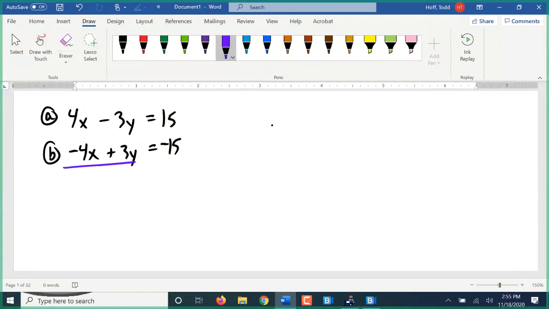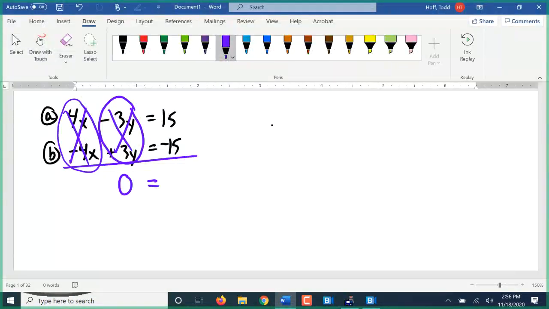So let's go ahead and add our columns. Just add it up and see if anything disappears. And it starts out looking pretty promising. 4x plus negative 4x is 0x. That disappears. However, we get to the y's, negative 3y and positive 3y, adds up to 0y. The y disappears also. That means on the left side, what we have is 0. On the right side, 15 plus negative 15 is also 0.